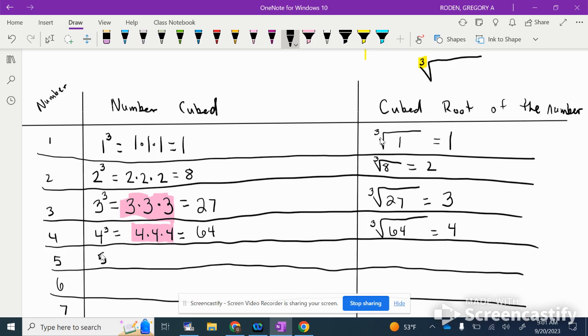Keep going. We have 5 cubed. 5 to the third power. 5 to the third power is 5 times 5 times 5. Let's see here, if I can do this in my head right. 5 times 5 is 25. 25 times 5 is 125. Am I right there, Mrs. Galler?